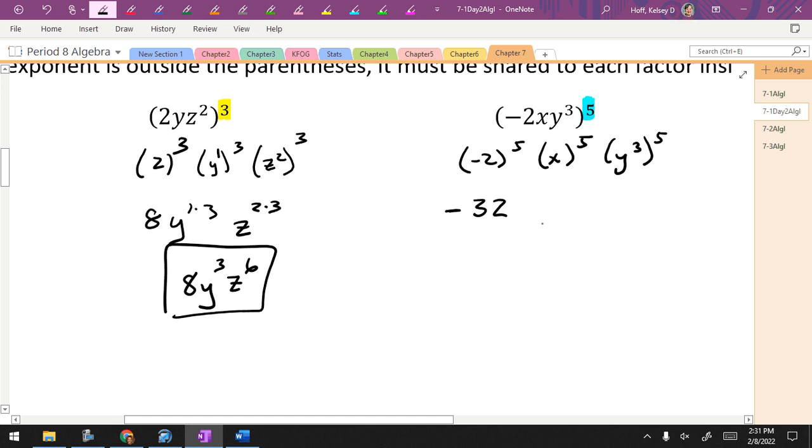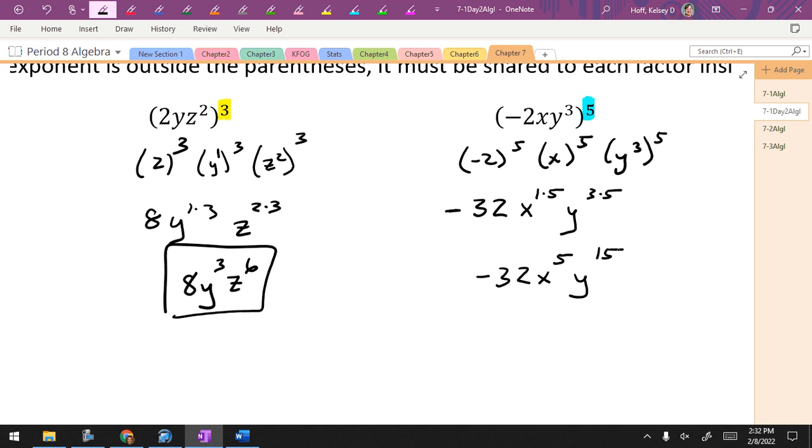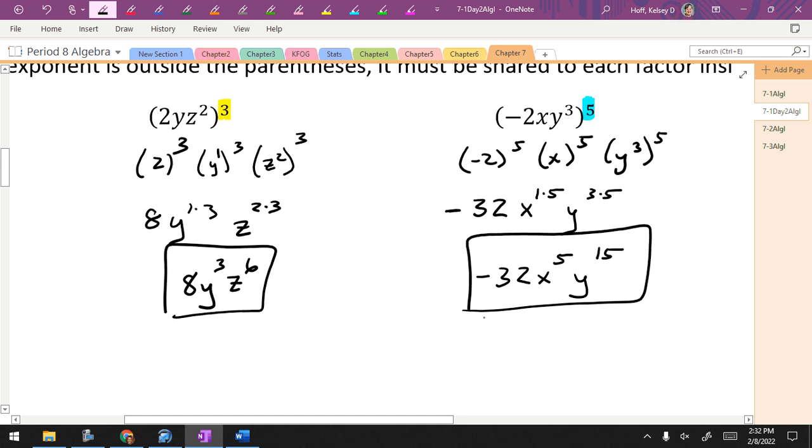Keep your base. What's your base? What exponents are you multiplying? 1 times 5. What's your next base? What are you multiplying? Very good. So your final answer, negative 32, x to the 5th y to the 15th. Oh, yesterday we added. Should I add 5 and 15? Why not? Not the same base.